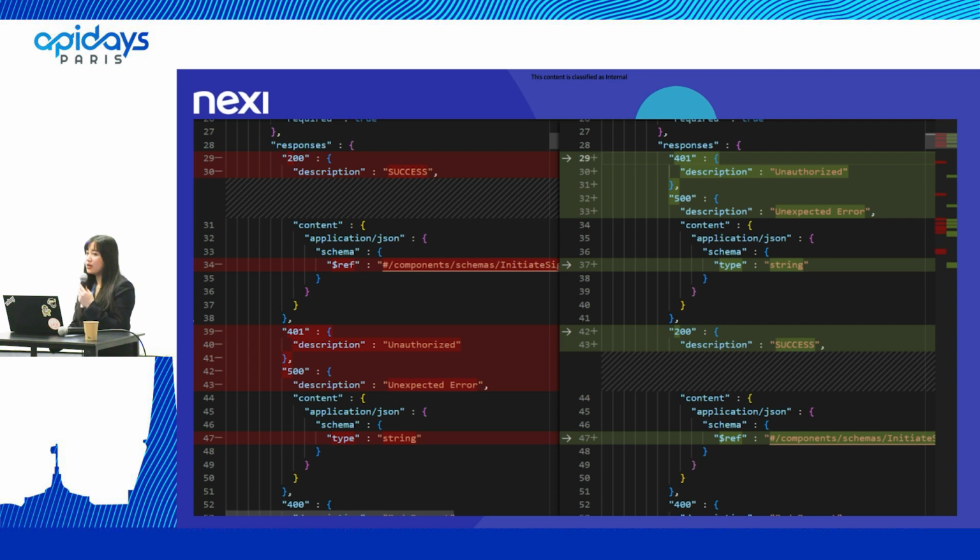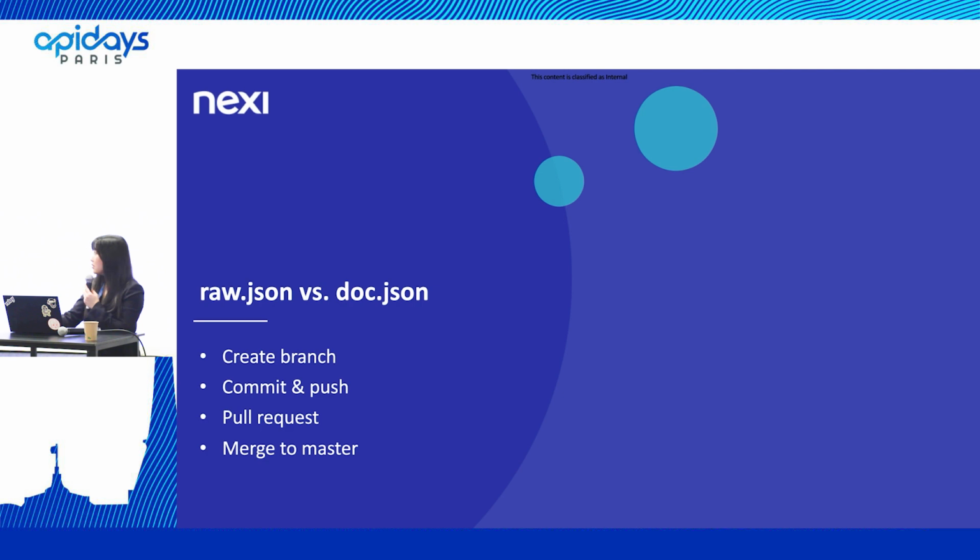So here's an example of how the technical writers are looking into the two different versions of documents. On one hand is the raw JSON file that I just explained, and the other one is the doc JSON file. So in this way, we'll be able to compare and see what were the changes, and should this be put onto our tech site? Yeah, so the tech writers will create a branch and then look over that, commit and push it, do a pull request, and then we merge that into the master.